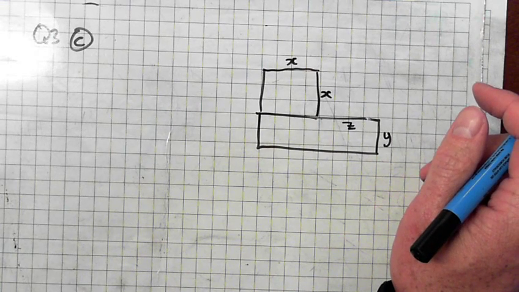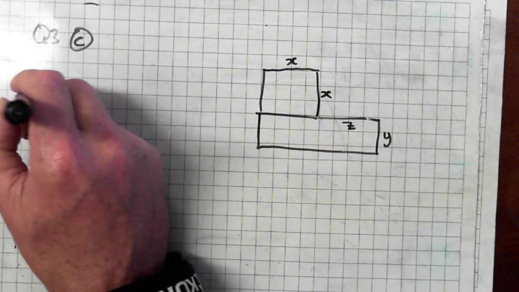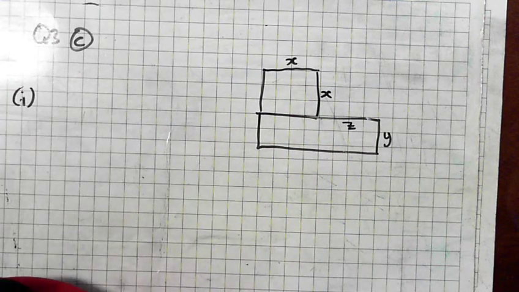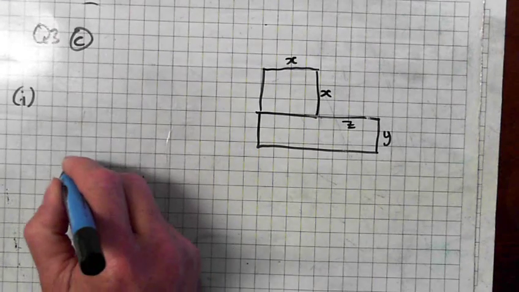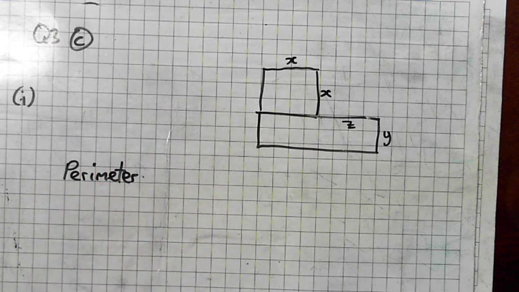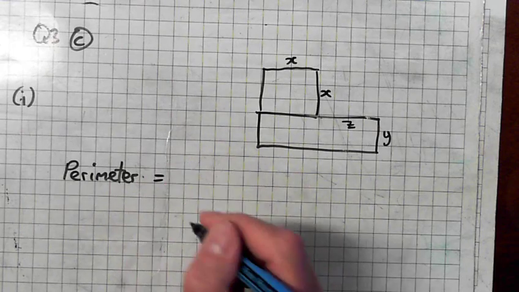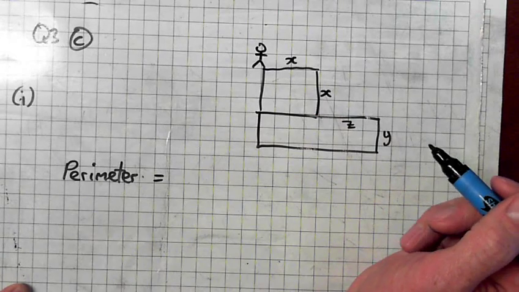Right, C, the given figure consists of a square on top, and a rectangle on the bottom. Part I, if the perimeter of the figure is p centimeters, express p in terms of x and y. The perimeter of the figure, alright. So what is the perimeter in terms of x and y? We're going to start here, walk around, and you tell me what all the distances are.